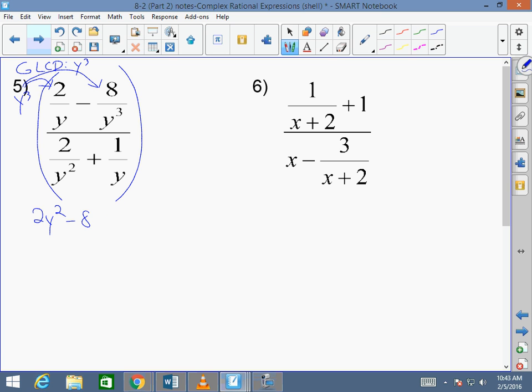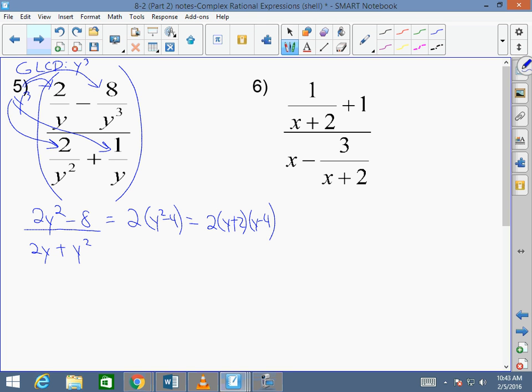Negative 8. So from here I factor out a 2, and I've got y squared minus 4, which gives me 2 times y plus 2, y minus 2. It's a difference of squares. Over, what's y cubed times 2 over y squared? 2y. What's y cubed times 1 over y? Y squared. So take out a y.